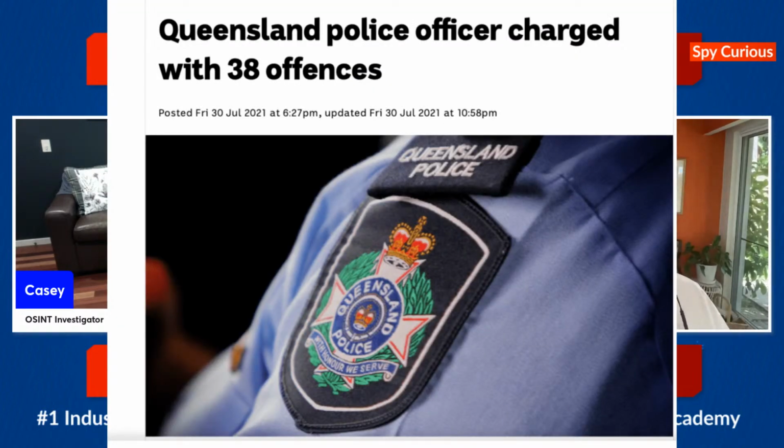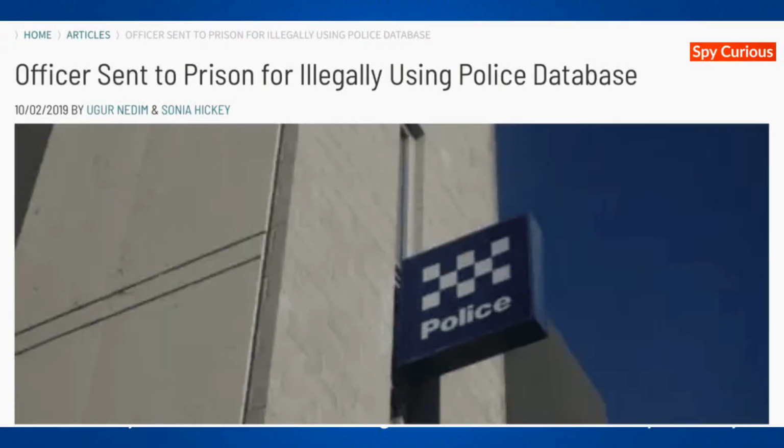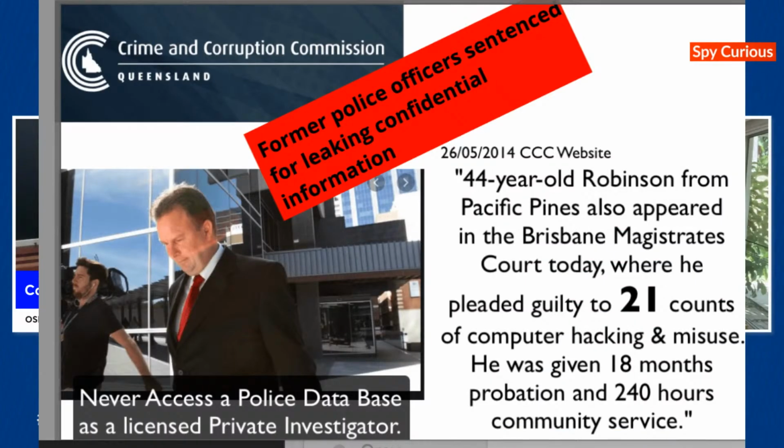He's won 38 offences in Queensland. This one was sent to prison for illegally accessing the database. This private investigator, John Robertson, got his sister and brother-in-law sacked from the police, and he was charged with 21 counts of computer hacking because they accessed the police database and gave him addresses of people that were subjects of surveillance he was doing. And for 2 years his licence was suspended, and then he got it back.